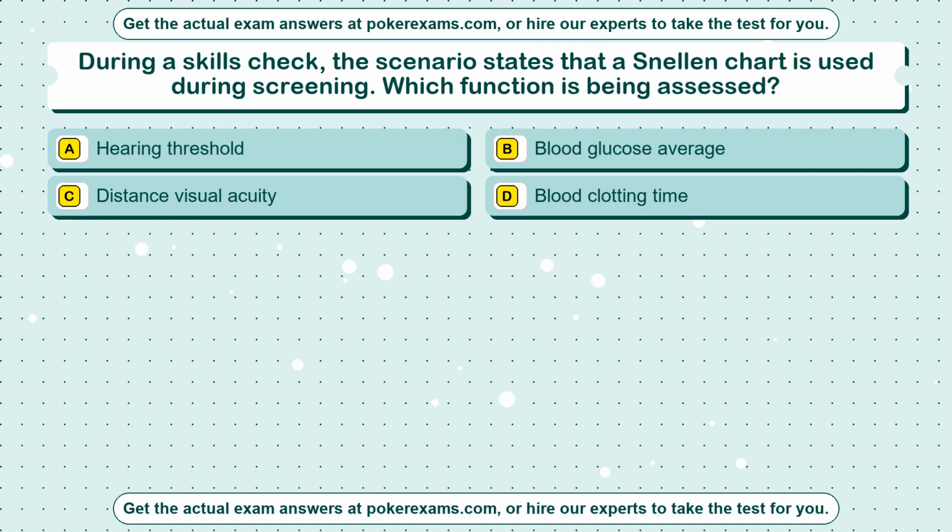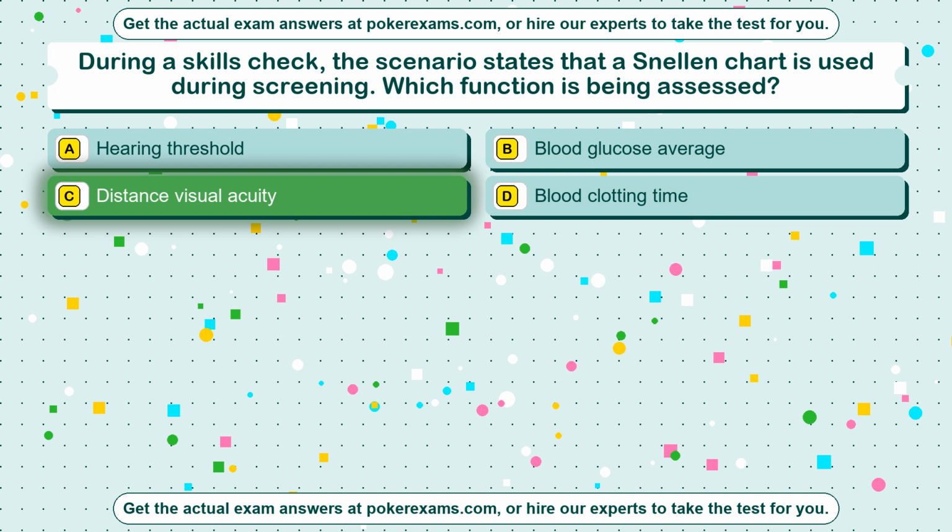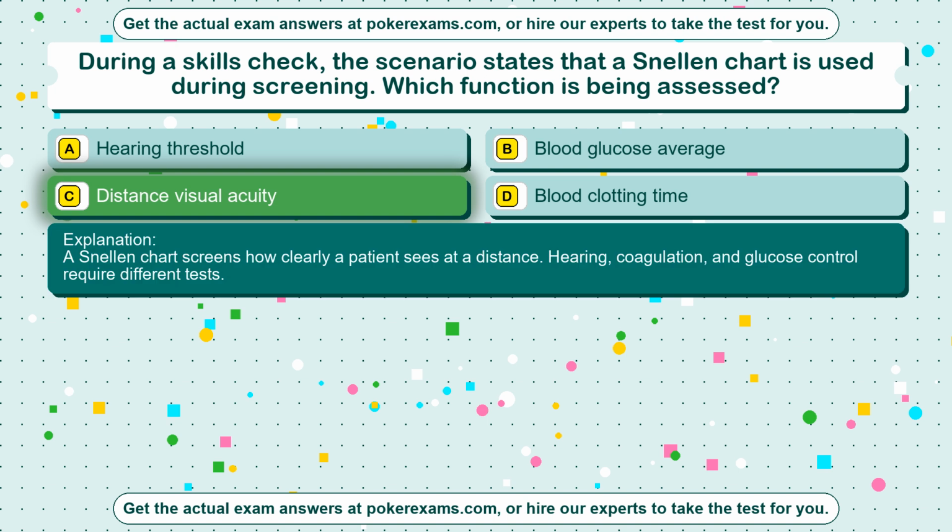Question 91. During a skills check, the scenario states that a Snellen chart is used during screening. Which function is being assessed? Option A, hearing threshold. Option B, blood glucose average. Option C, distance visual acuity. Option D, blood clotting time. The correct answer is option C, distance visual acuity. A Snellen chart screens how clearly a patient sees at a distance. Hearing, coagulation, and glucose control require different tests.